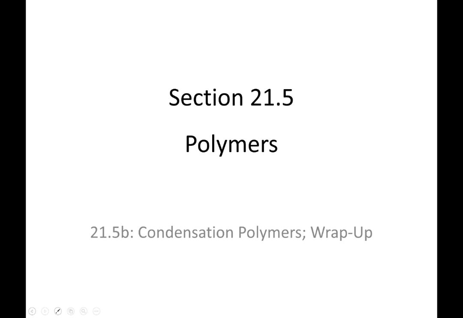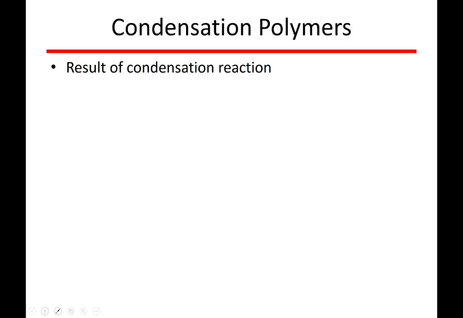Now we'll talk about condensation polymers. As the name implies, condensation polymers are formed by performing a condensation reaction. And we've already seen an example of that when we talked about how you can react a carboxylic acid and an alcohol to make an ester. That's going to be a type of reaction that we're going to study more as we go through this section here.